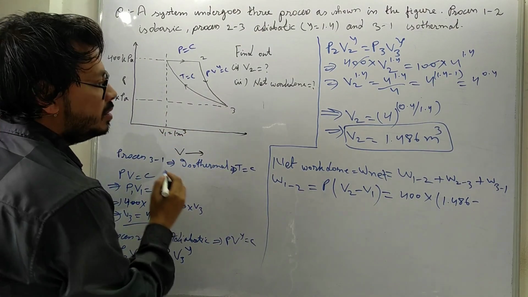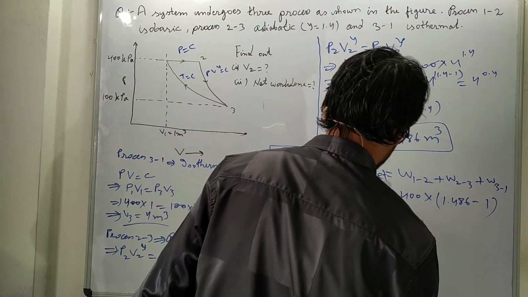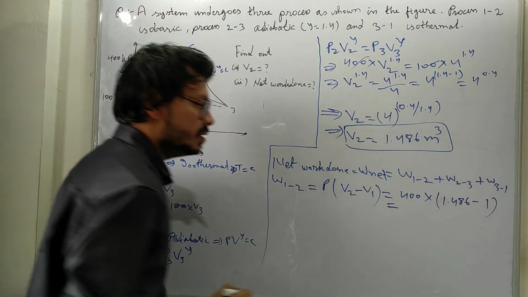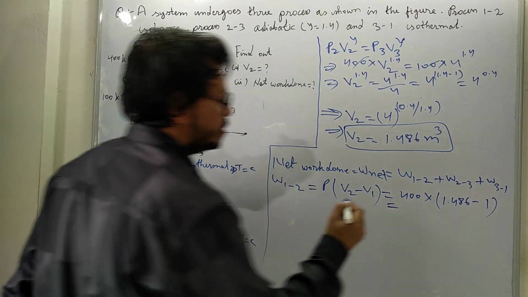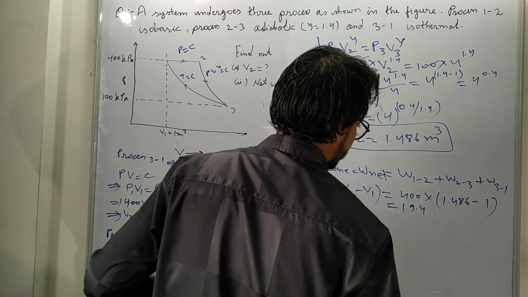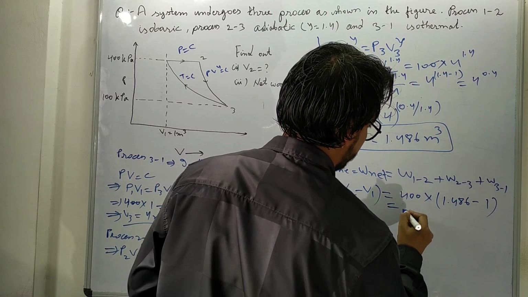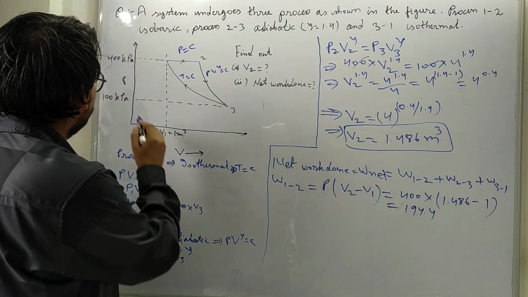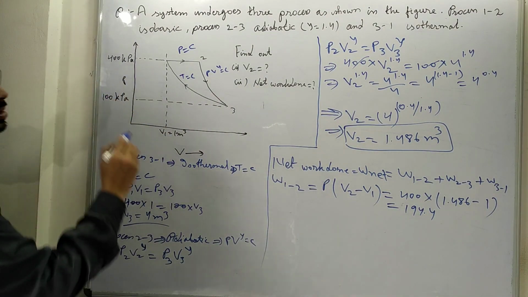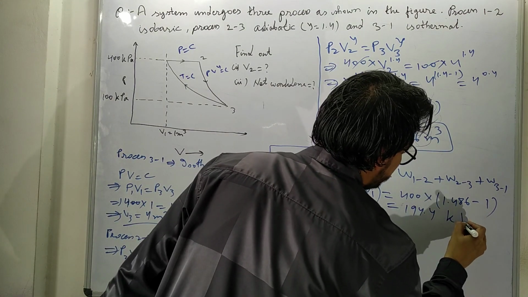It is given as 1. So on solving, we get the value as 194.4. And the unit is kilojoule because we have taken pressure in kilopascal.